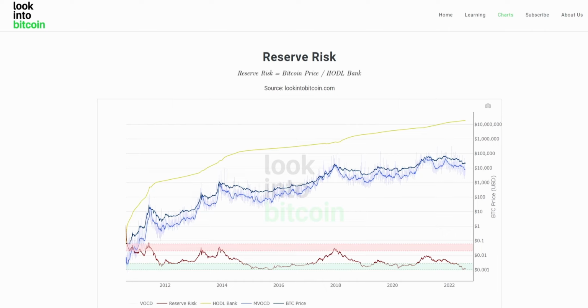Hi everyone, today we'll be looking at the reserve risk chart and how you can use this tool to help improve your Bitcoin investing and analysis.